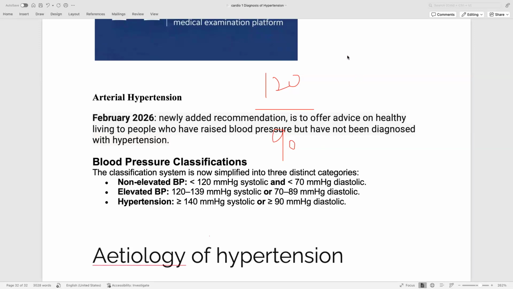Another example, 141 over 70. It is hypertension also. So any figure crossing the cutoff point, whether it is systolic or diastolic, or of course both, it is hypertension. Okay.